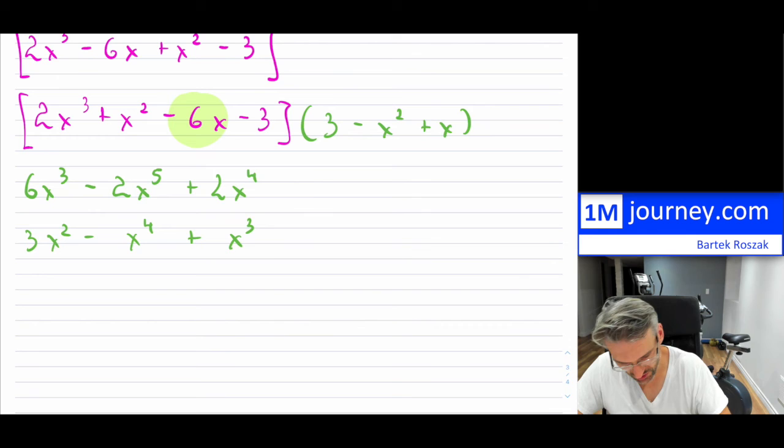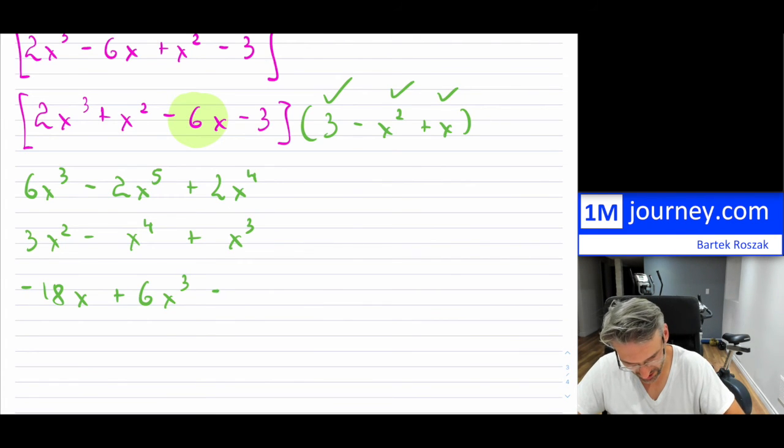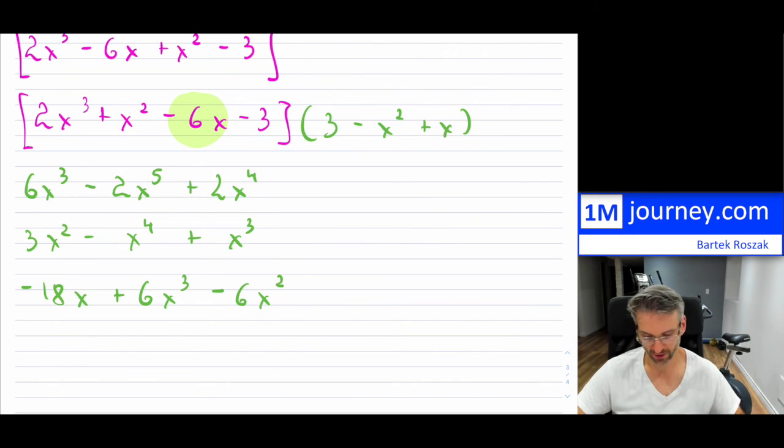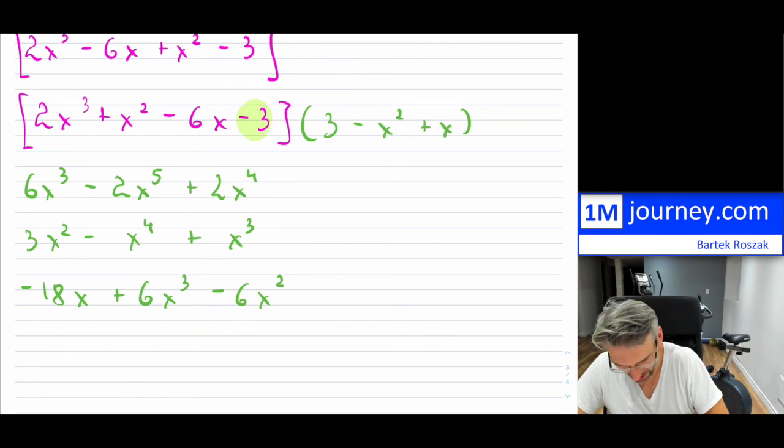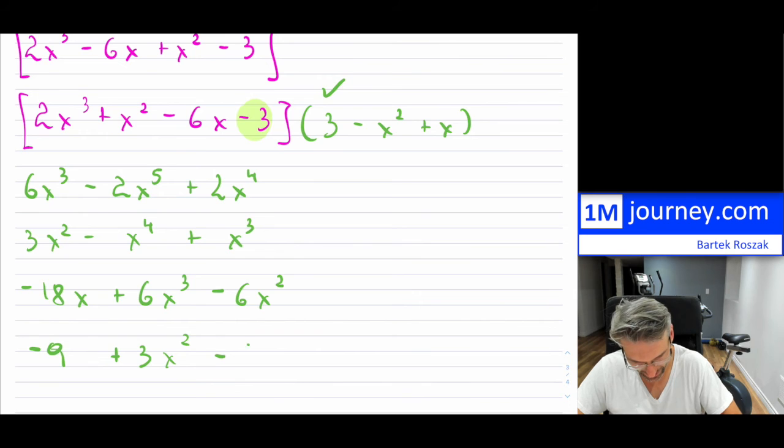Now my next one, so now I'm going to work with this. So negative 6, times that, which is going to be negative 18x. Then I'm going to multiply it by this, so I'm going to get plus 6x cubed. And then times this, that's going to be minus 6x squared. So there we have it. And then the last one. So if I remove this, I have that now right there. And now let's try that. So minus 9, times this, plus 3x squared, and then finally minus 3x.